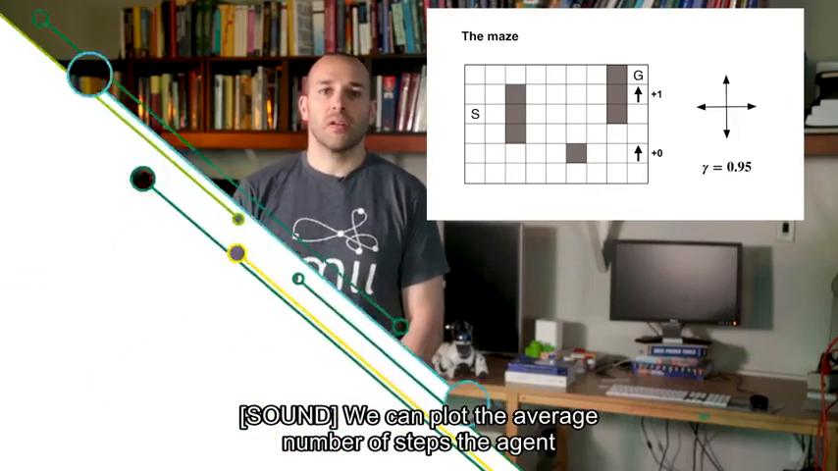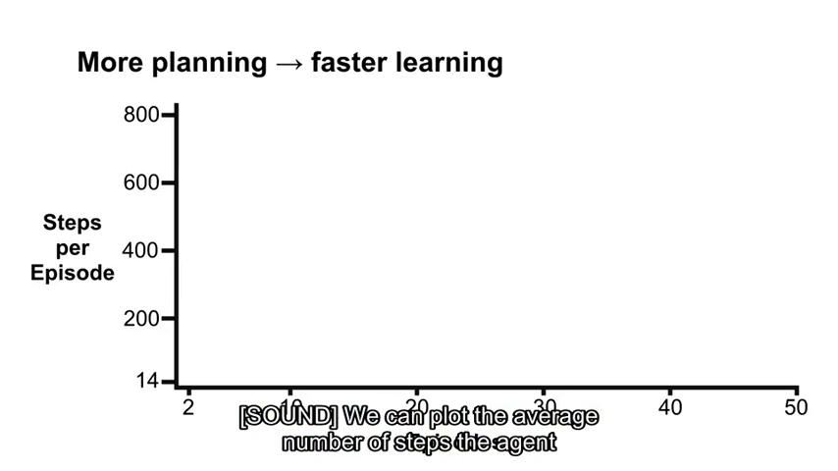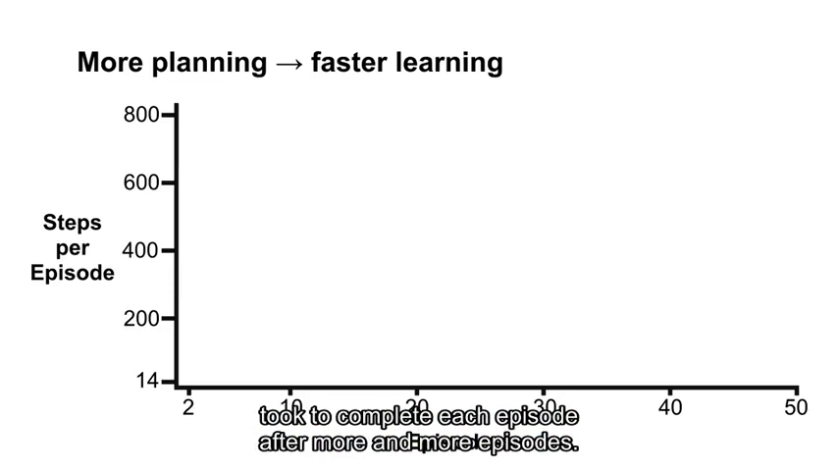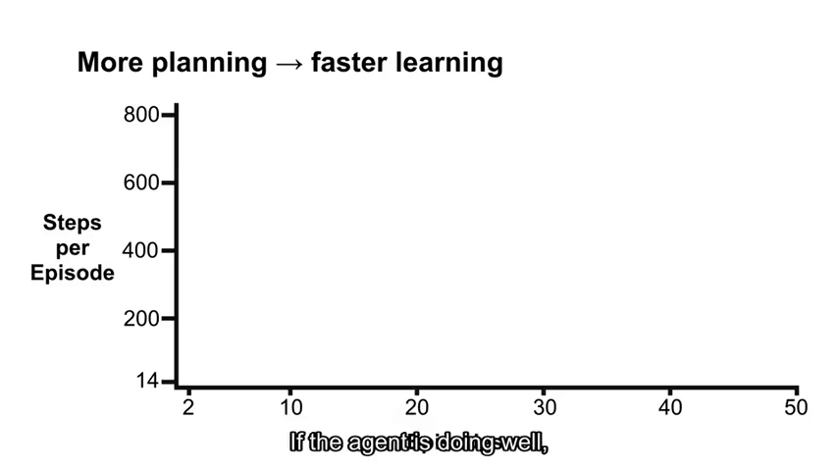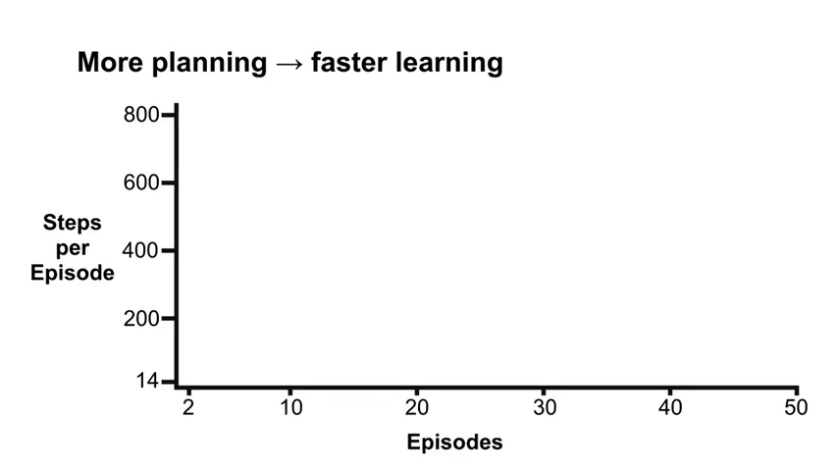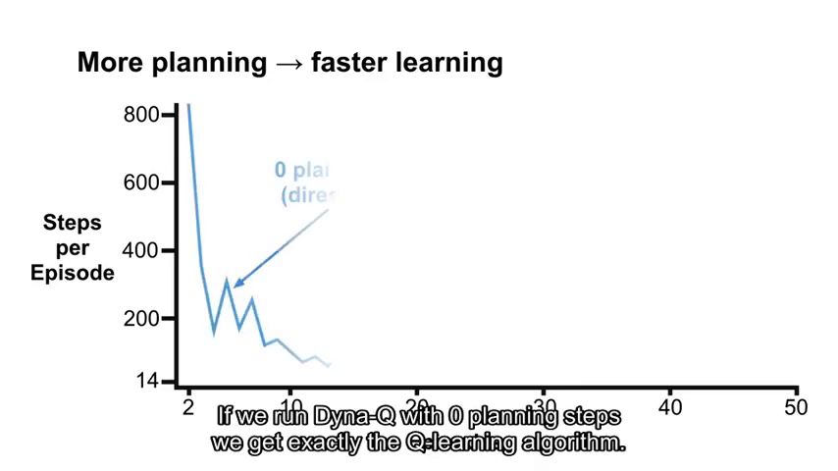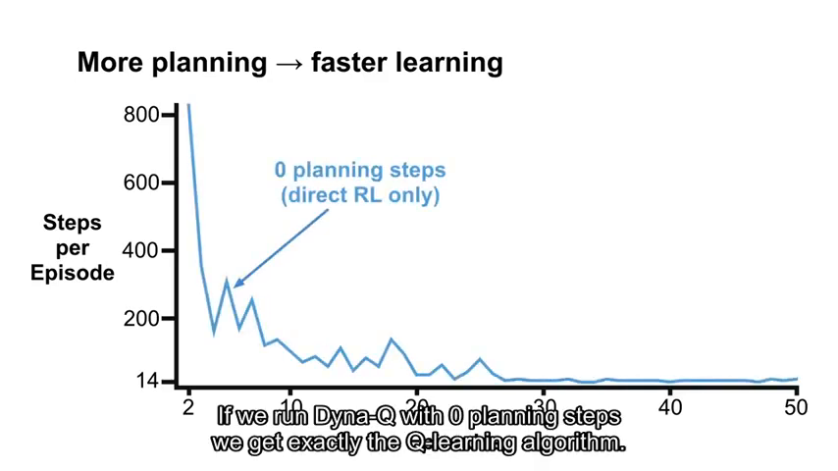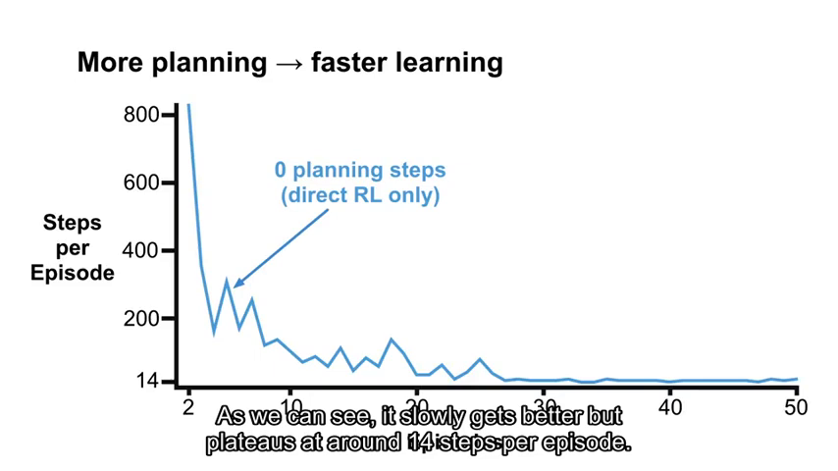Let's have a look. We can plot the average number of steps the agent took to complete each episode after more and more episodes. If the agent is doing well, then the number of steps should decrease with more episodes. That is, lower on the y-axis is better. If we run DynaQ with 0 planning steps, we get exactly the Q-learning algorithm. As we can see, it slowly gets better, but plateaus at around 14 steps per episode.